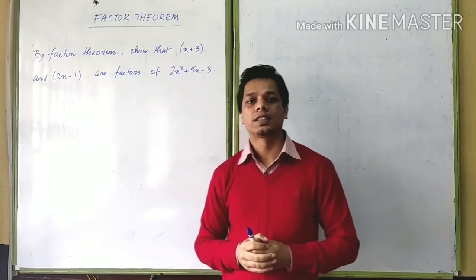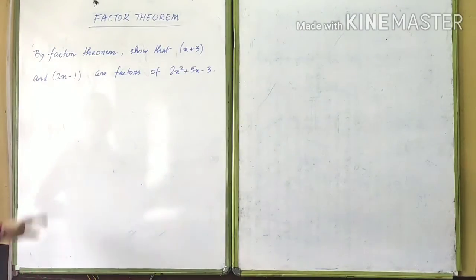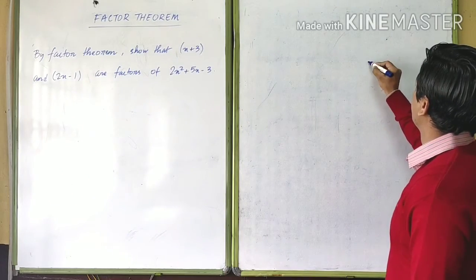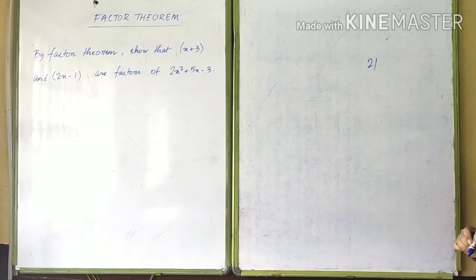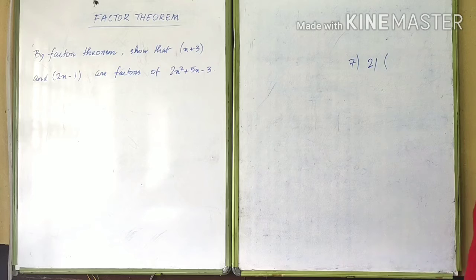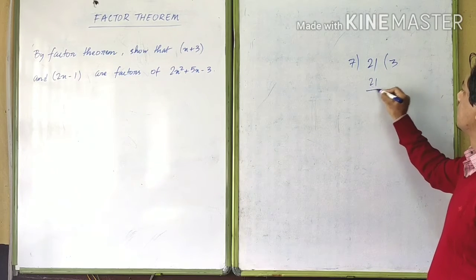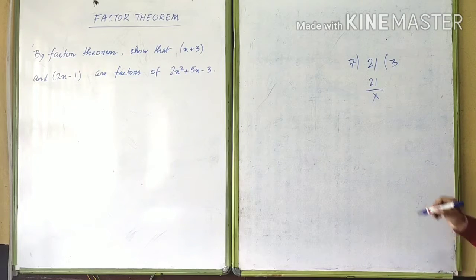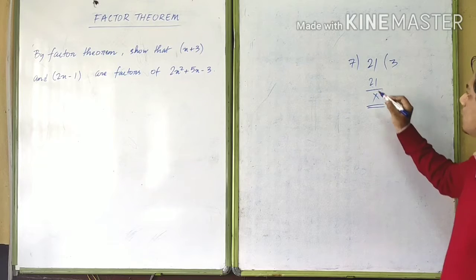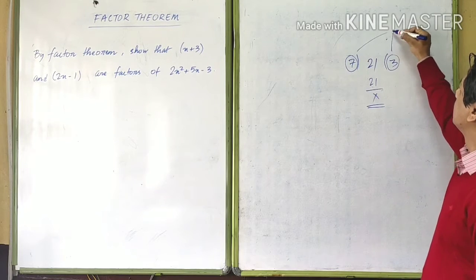Factor theorem of class 10 of the factorization chapter. Before starting this factor theorem, let's consider one example. Suppose there is a number 21, and if I divide this number by 7, it will be divided 3 times. It is divided completely and leaves no remainder. This way I can conclude that 7 and 3 are the factors of 21.